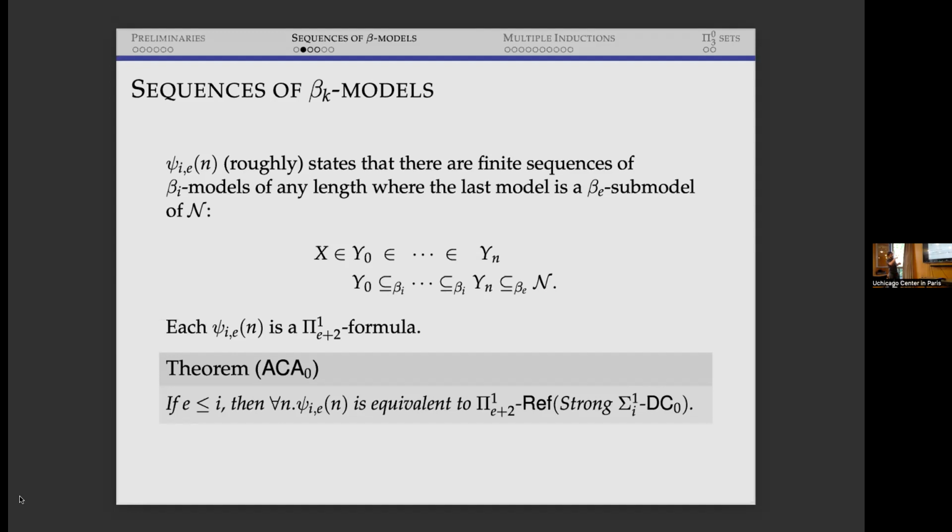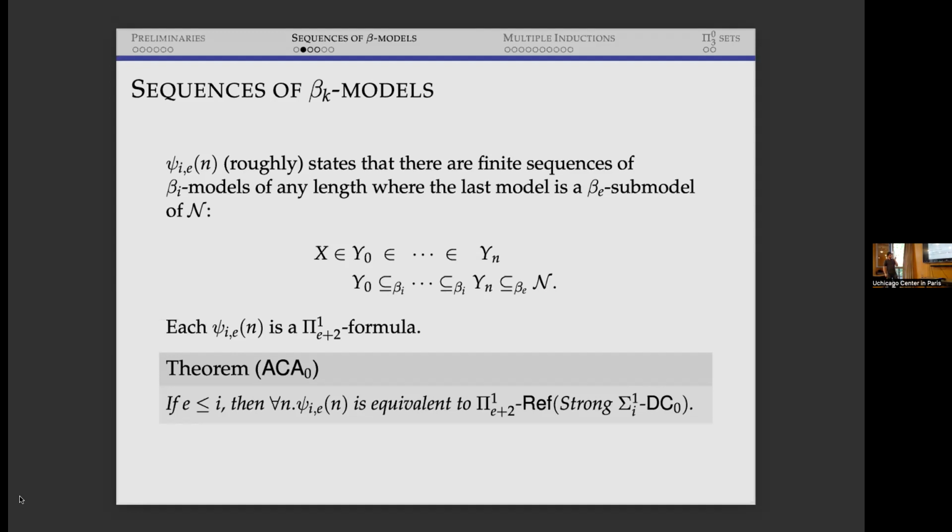And we usually take this last relation, beta E to the E, to be smaller than I for convenience in the proof. And for each E, this is going to be a pi E plus U formula, and we get this kind of ugly theorem that we're going to use just a few instances of. So for all n, psi I E n is going to be equivalent to pi 1 E plus U reflection for a strong sigma 1 IDC.